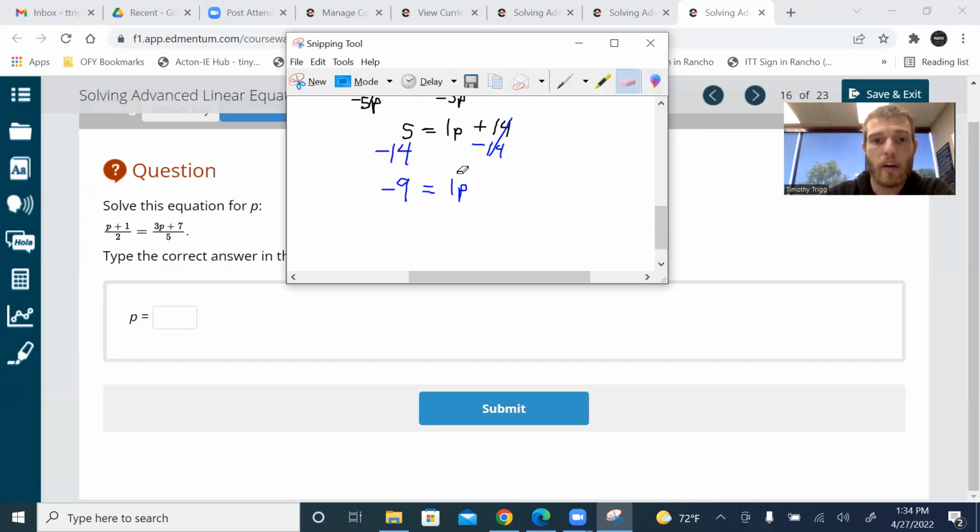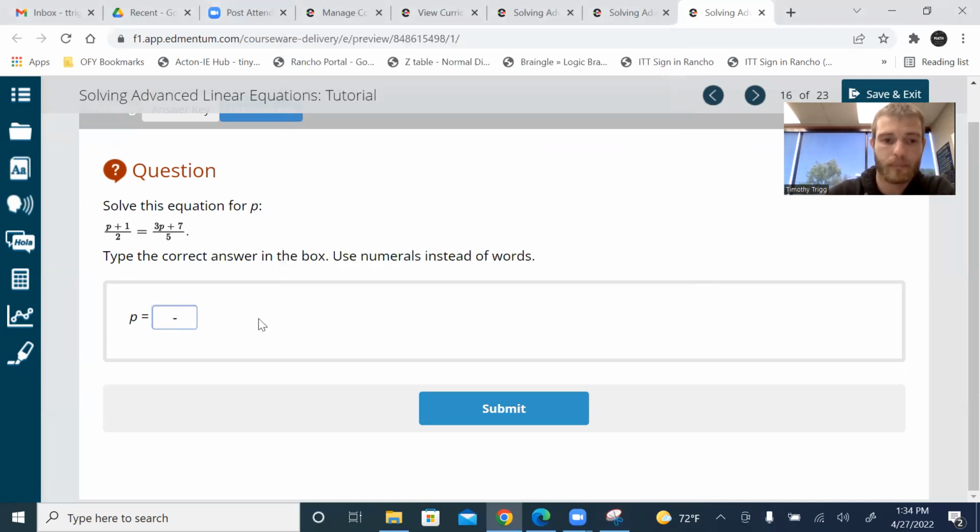Some of you already probably are telling me that 1 is not necessary. So when you have a 1 right in front of a variable, that's 1 times the variable. Well, multiplying by 1 doesn't do anything. So you don't need that 1 there. So p equals -9. And there you go. Good.